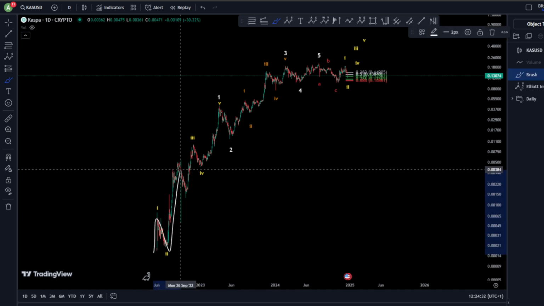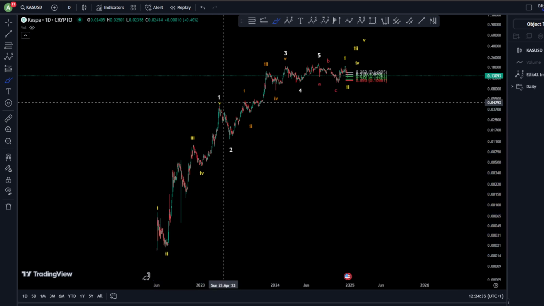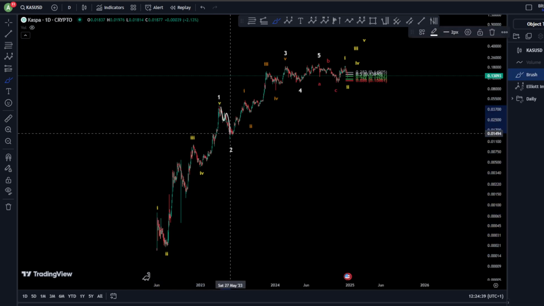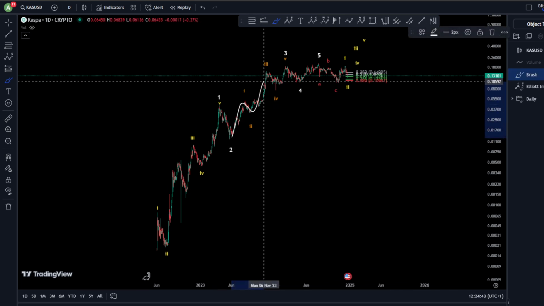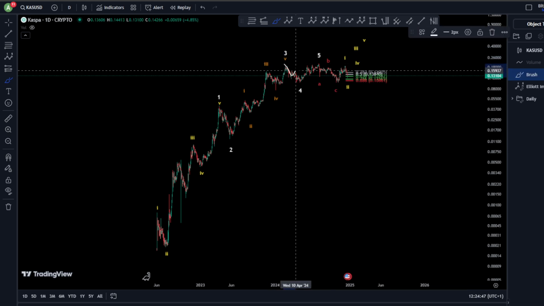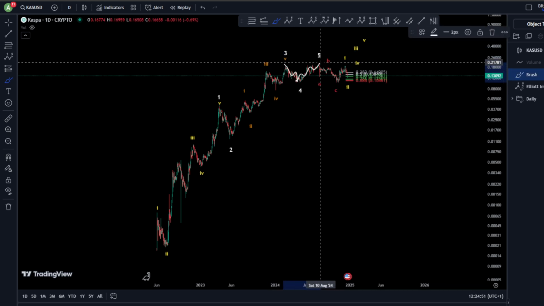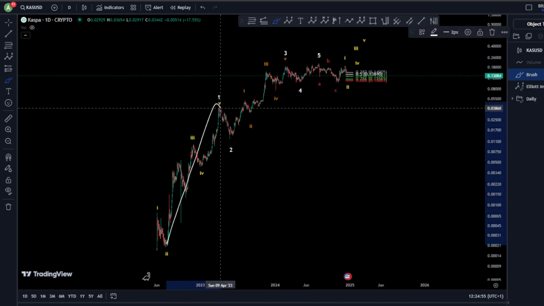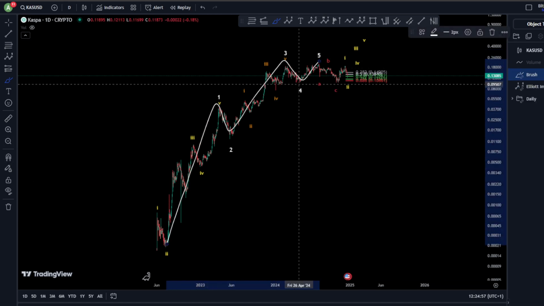We have 1, 2, 3, 4, 5, of course, finishing a wave 1 here as an impulse for Kaspa, and then we saw a very deep and sharp wave 2, and then 1, 2, 3, 4, 5 again to finish your wave 3, and then a wave 4, of course, as a sharp wave 4 as well, and 1, 2, 3, 4, 5 to finish a wave 5, finishing, of course, a big impulse towards the upside.